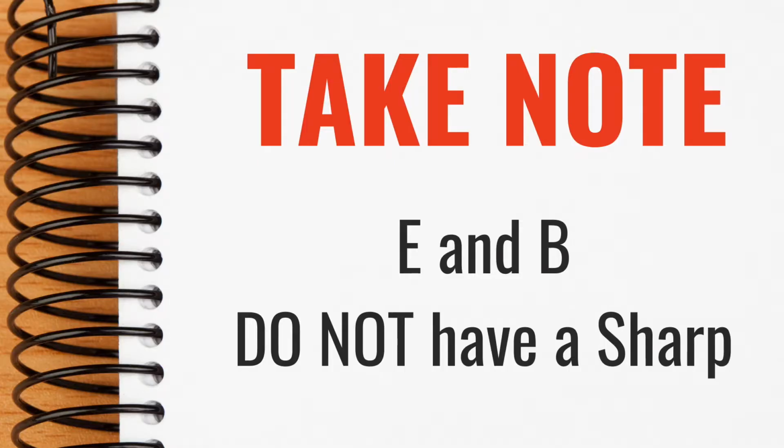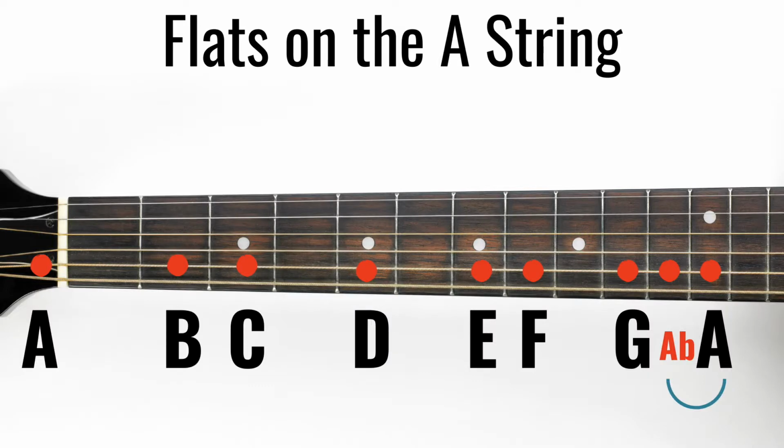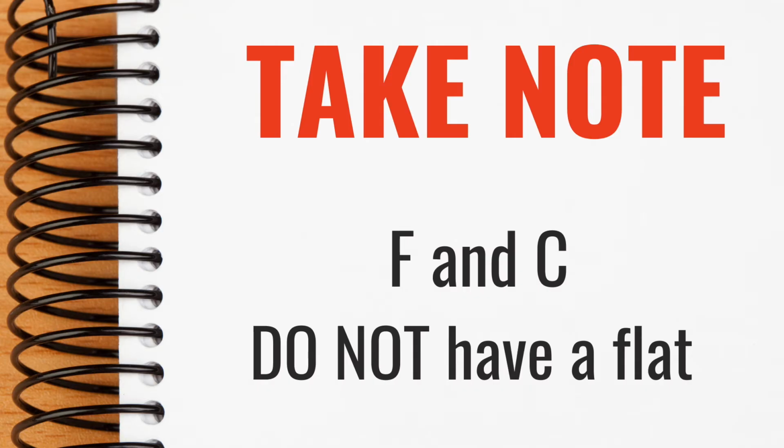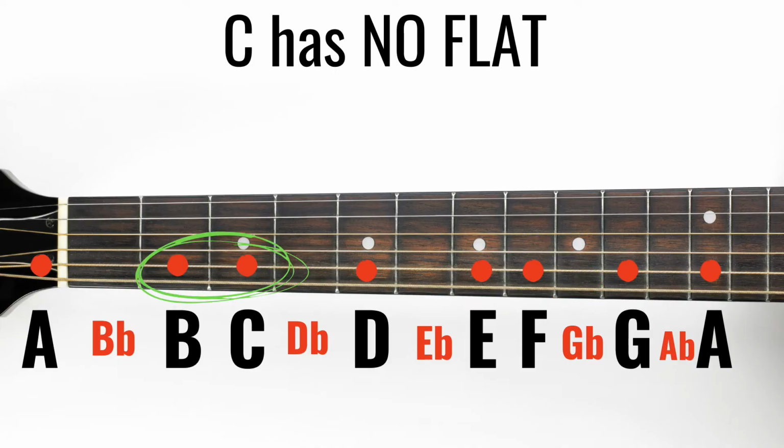Let's start on the 12th fret of the A string and go down. A down a semitone, we have A flat. G, G flat. E to E flat. D to D flat, B to B flat. 2 notes don't have flats, F and C.